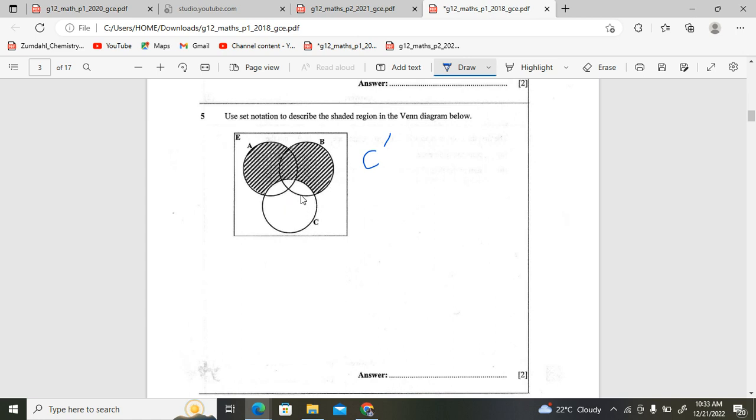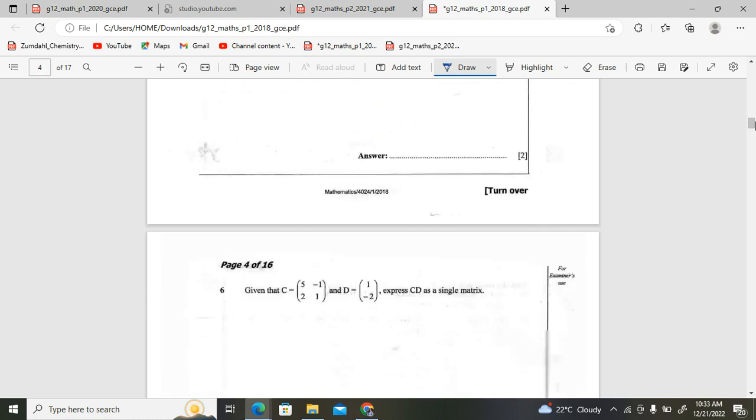Because we are talking about elements which are not in C, we haven't shaded that region. Now, we are talking of elements which are outside C, but they are in A together with B. They are in A union B. So we're going to say this is C complement intersection A union B. That is the shaded region. We're talking about elements which are outside C, but they are in A union B.